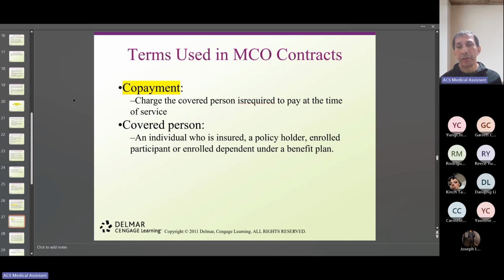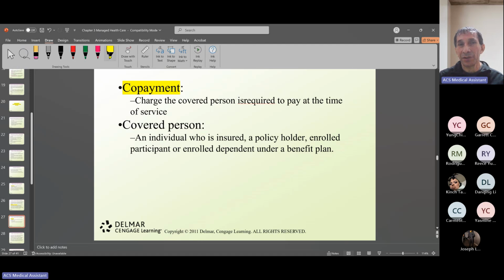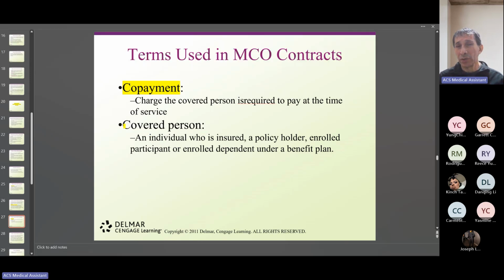Okay. Covered person. So once again, it's self-explanatory. Who is the covered person? It's the person who is the insured. Remember, I gave you those terms yesterday. Whenever you see this, because you don't know which term they're going to use, someone who's covered, meaning has insurance, that individual is insured, is the policy holder, is an enrolled participant or patient.